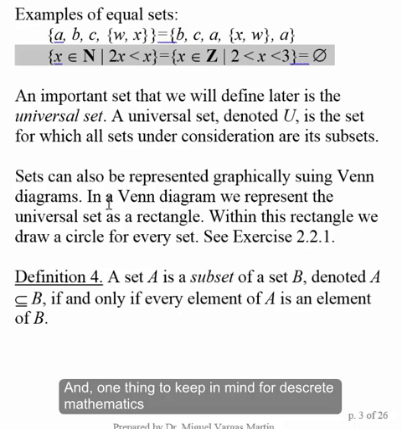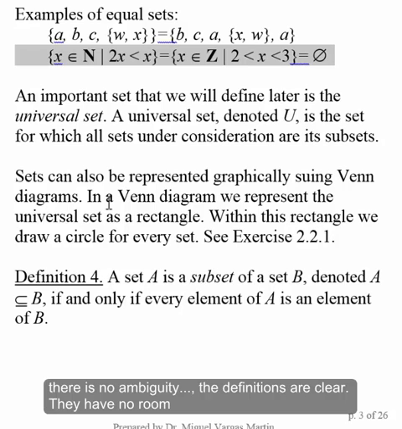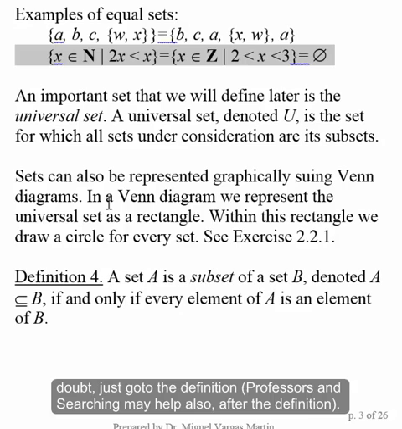Okay. And one thing to keep in mind for discrete mathematics, and I guess in every mathematics course, is definitions. You always should go back and revisit the definitions. In mathematics, there is no ambiguity. The definitions are clear. They have no room for interpretation. So every time you are in doubt, just go and look at the definition.